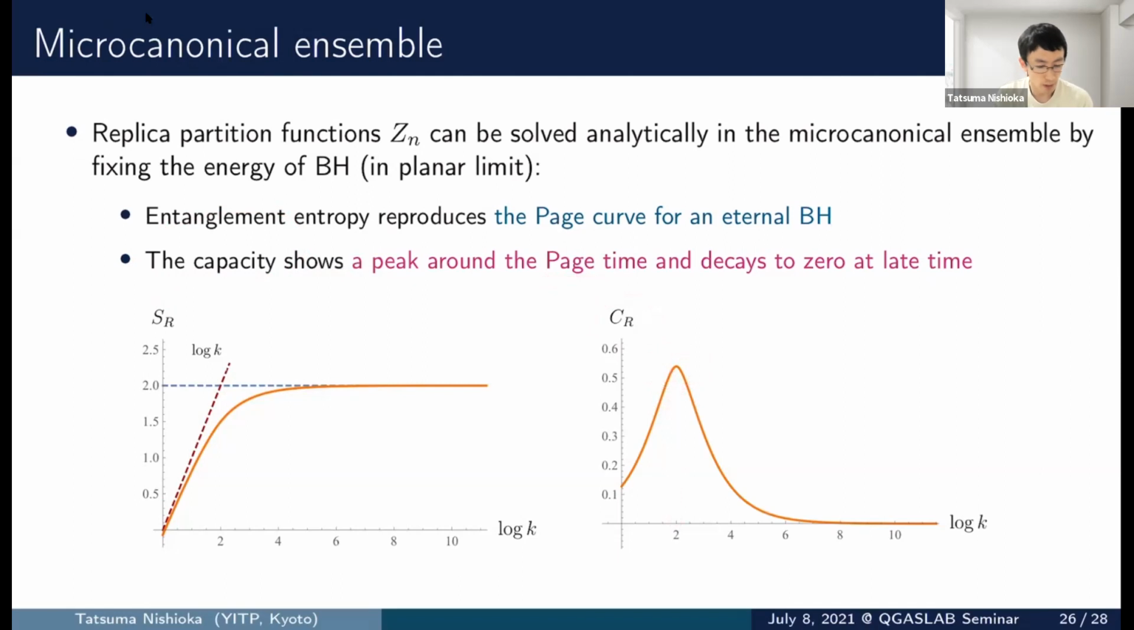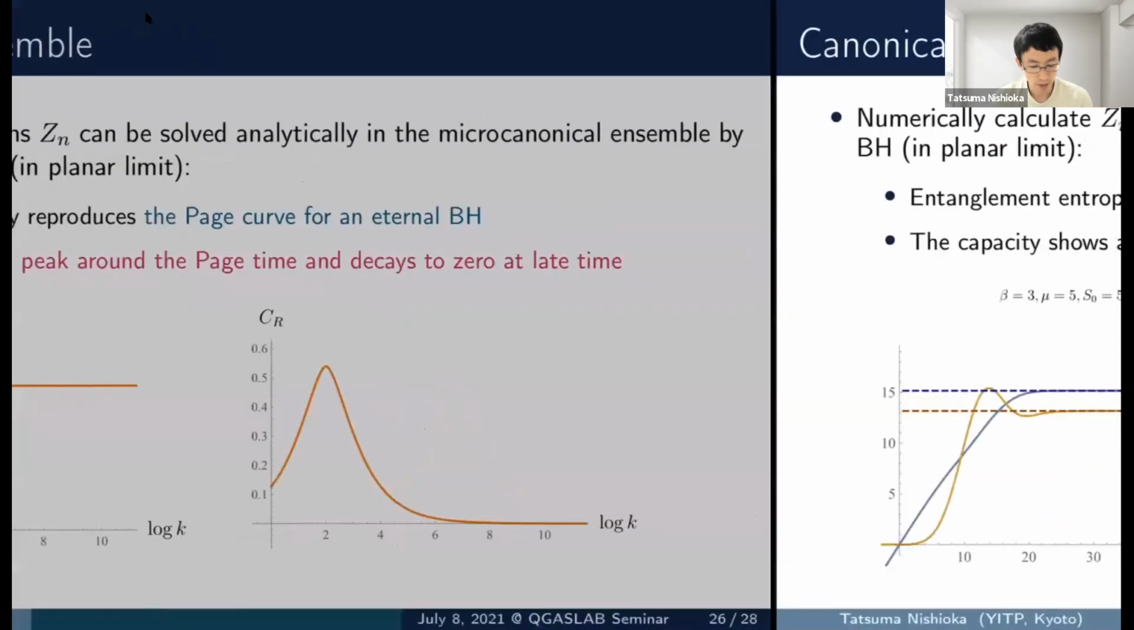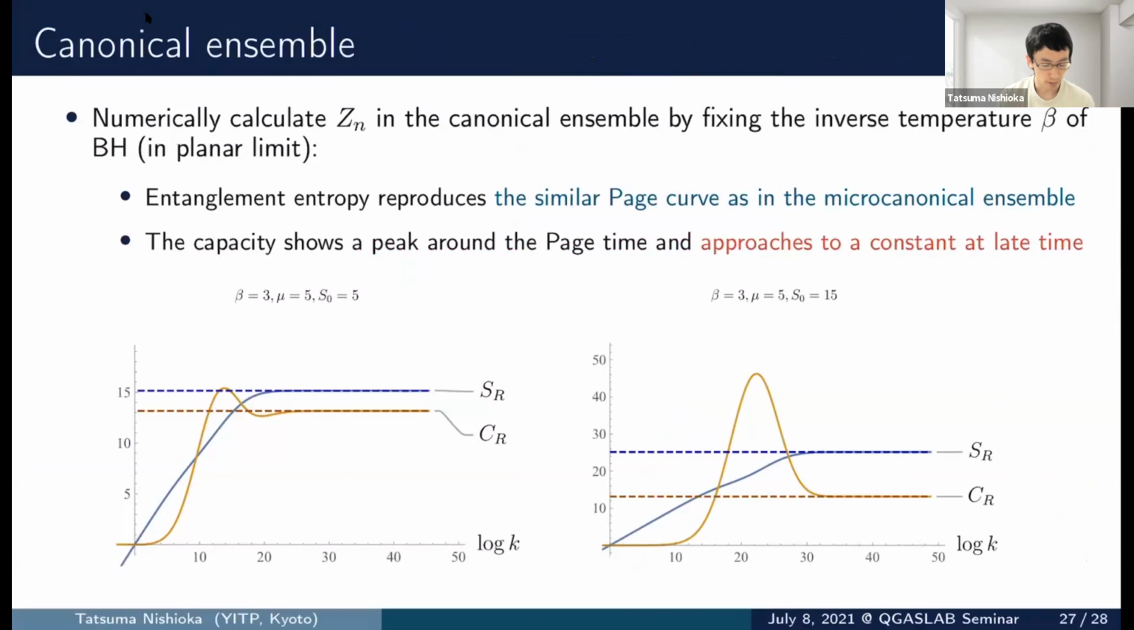This is a microcanonical ensemble. And in the original paper, there is a computation using the canonical ensemble, and we did the same computation and got mostly the same result. In the canonical case, the entanglement entropy behaves almost the same as in the microcanonical ensemble, but the capacity shows slightly different behavior. Namely, we found some slight bump here, and we changed the parameter slightly. In any case, even in the canonical case, we find a nice peak, and it approaches some constant value.